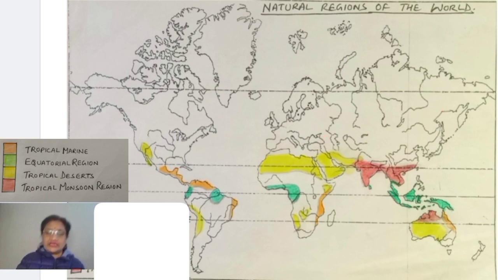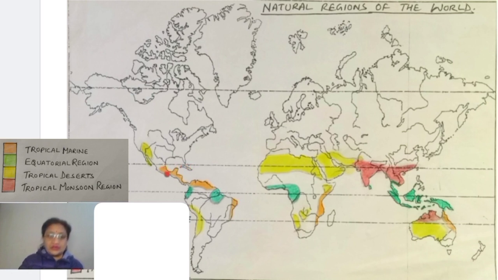The first one, children, that you can see in the map in front of you is the tropical marine type climate. Tropical marine type, the orange color is there. You can see in the map this entire part. This is the first part of it, then the second part, then come to this side, the third part, and another part is there in Australia. Whenever it is tropical, tropical means we are talking of the region lying in between the two tropics. So tropical marine means this climate lies in between the tropics.